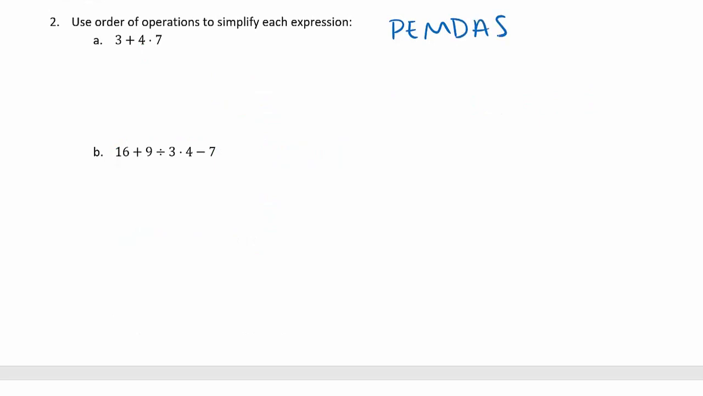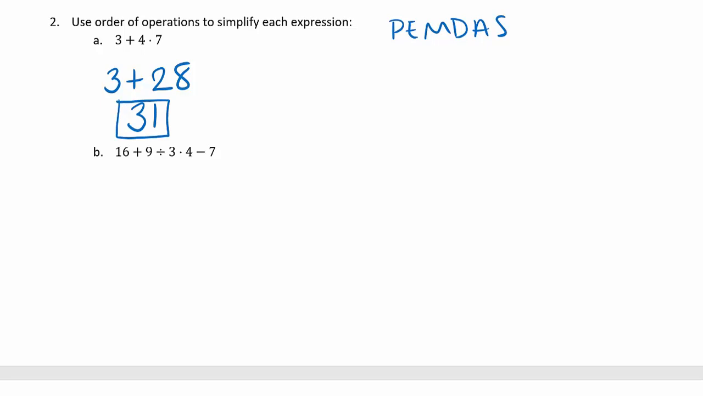So putting all this together, if we want to simplify expressions with order of operations, we always look for parentheses first, then exponents. In example 2a, I don't see parentheses, I don't see exponents. First thing I see is multiplication. 4 times 7 is 28. Notice I have to do the multiplication before I can add. And then finally, 3 plus 28 is 31.